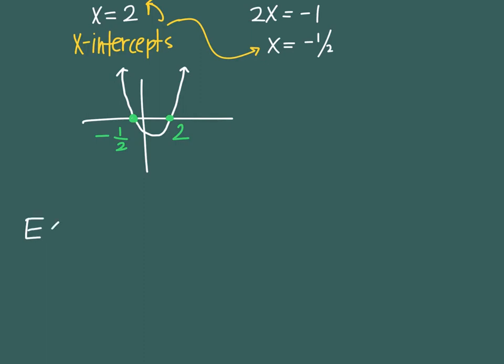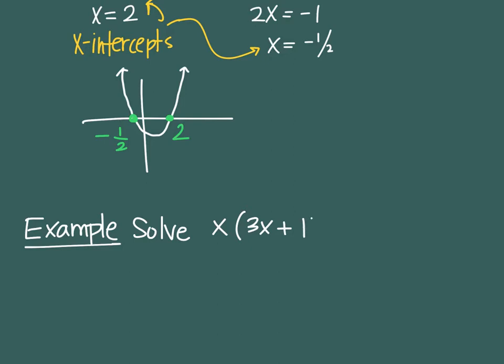All right, example 2. This time we're asked to solve the equation x times 3x plus 11 equals the number 4. Again, we still want this equal to 0, but what do we have to do first before we can make that happen? We're going to distribute. That gives me 3x to the second plus 11x, and that equals 4.